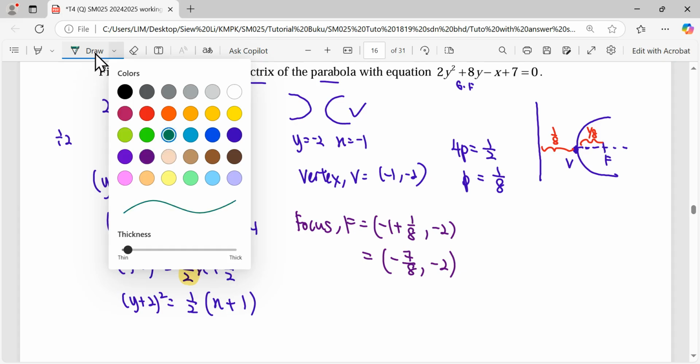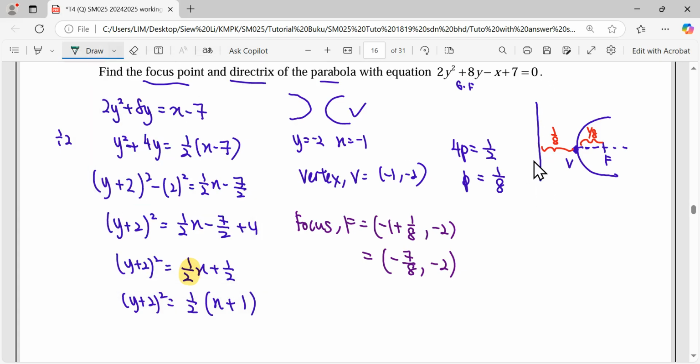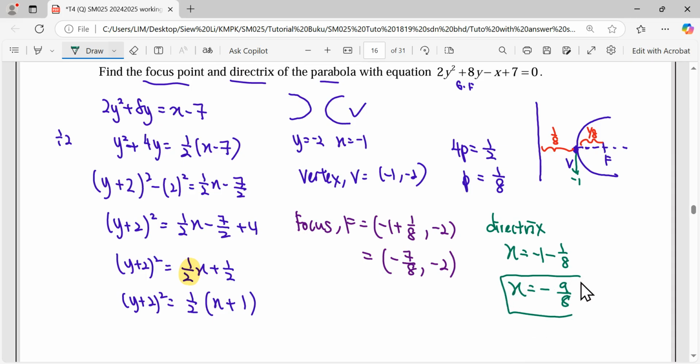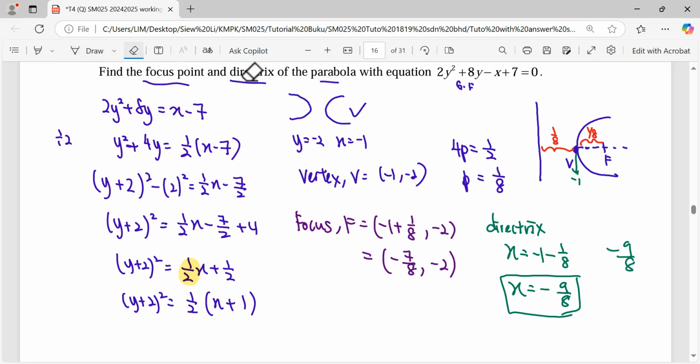For the directrix, the directrix is a line equation. It's not a coordinate, so it's a line equation. When you see your line is vertical, it means your equation is x equals to something. So what's the value of something here? The vertex here is negative 1. Moving to the left, minus a unit of 1 over 8. So the x value is negative 9 over 8. But this is supposedly an equation. Negative 9 over 8 alone is not the answer. It is just a value, not an equation.